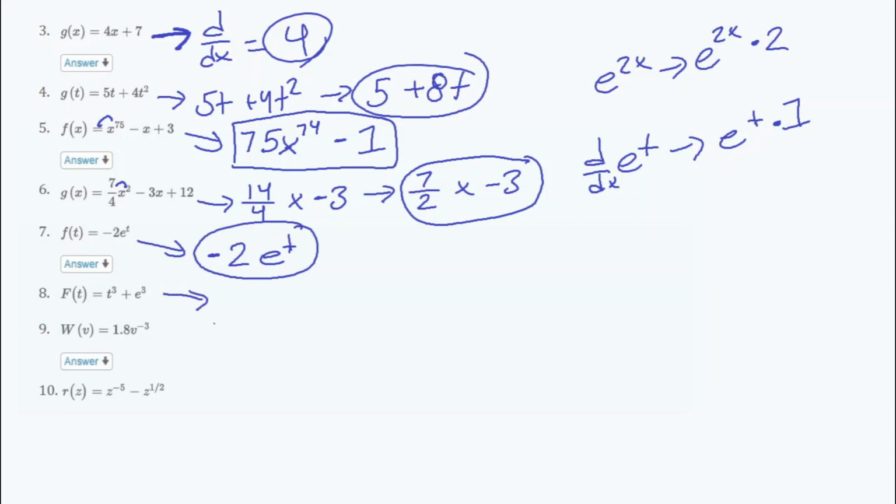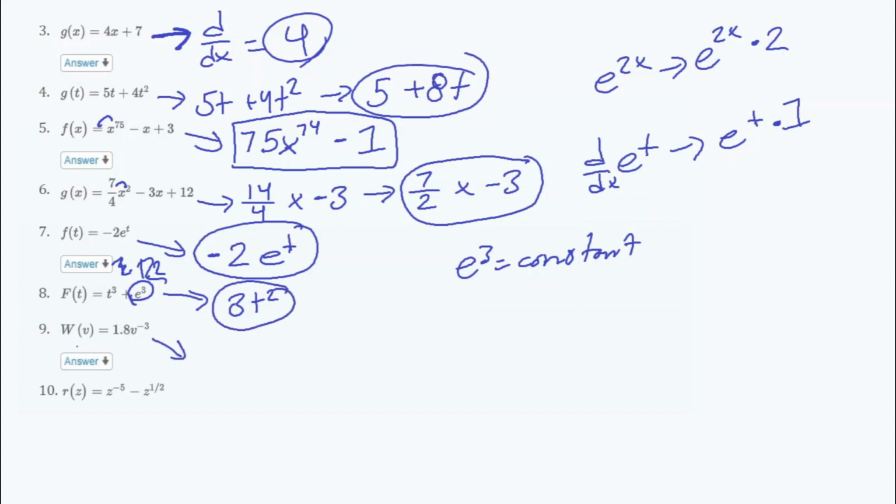Now let's move on to number 8. Number 8 is t cubed multiplied by e cubed. Now t is going to be our variable because this is a function of t. e is a constant, so e to the power of another number is going to be treated as a constant. So if we find the derivative, we're going to have 3t squared and just that, because e to the power of 3 is going to be a constant and derivatives of constants are 0.